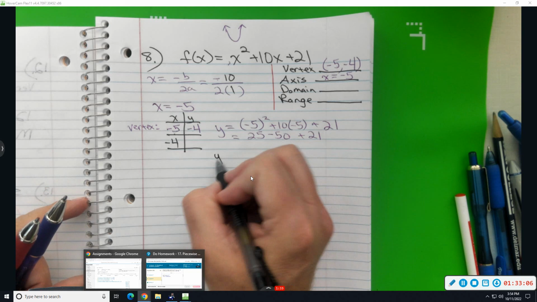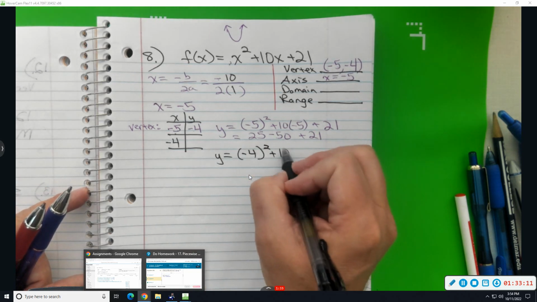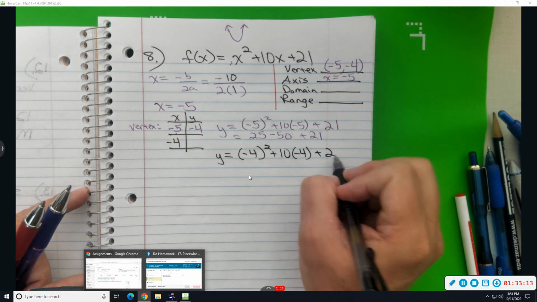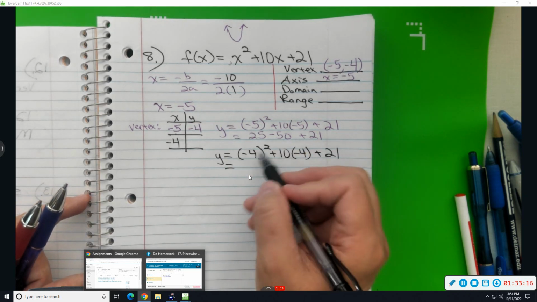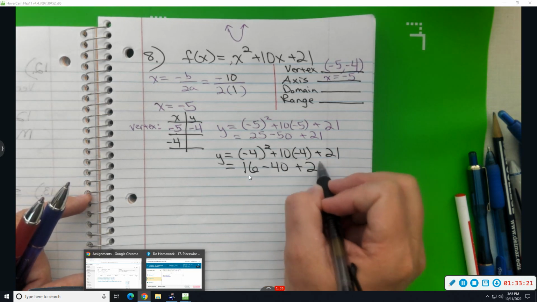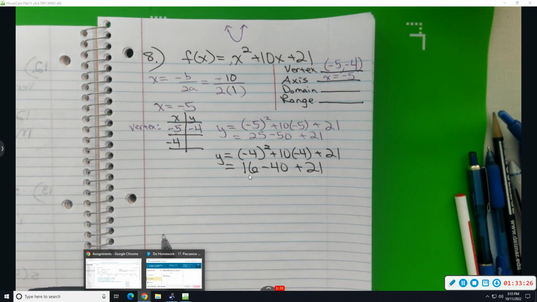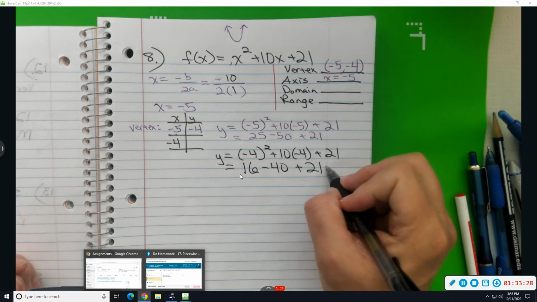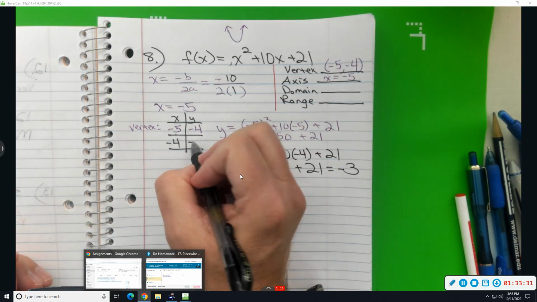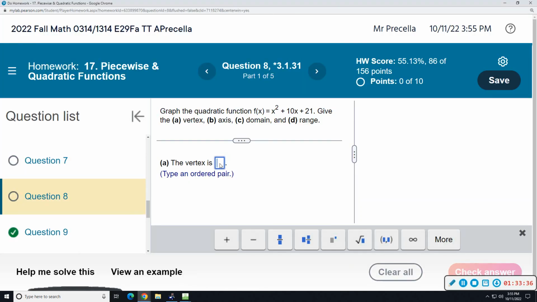Plug it in, negative 4. So the first one is 16, it's positive 16, then negative 40 and 21. So that's 16, I agree. Then it's minus 40, then plus 21. Let's see, 16 plus 21, that's 37. Minus 40, I'm getting a negative 3. Yes. Let's start typing in these answers. The ordered pair negative 5, negative 4 is the vertex.